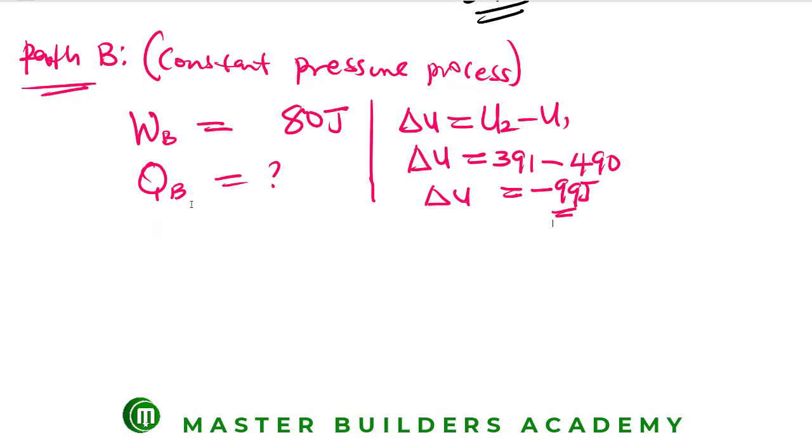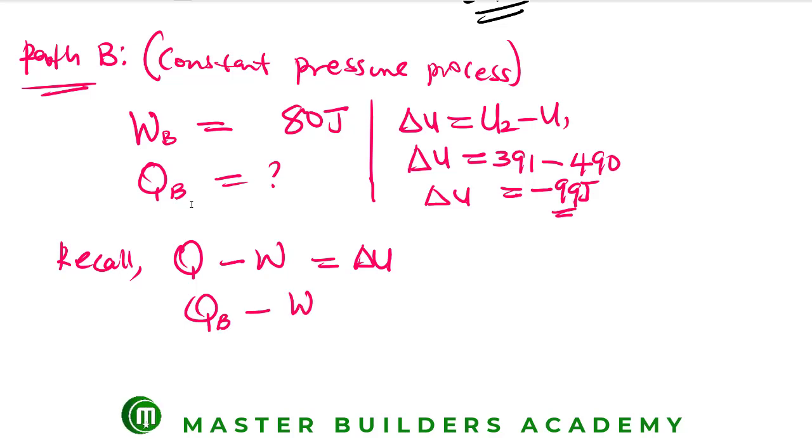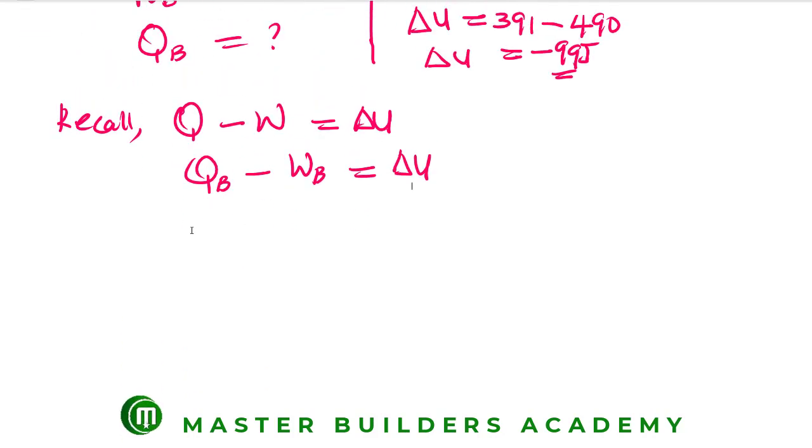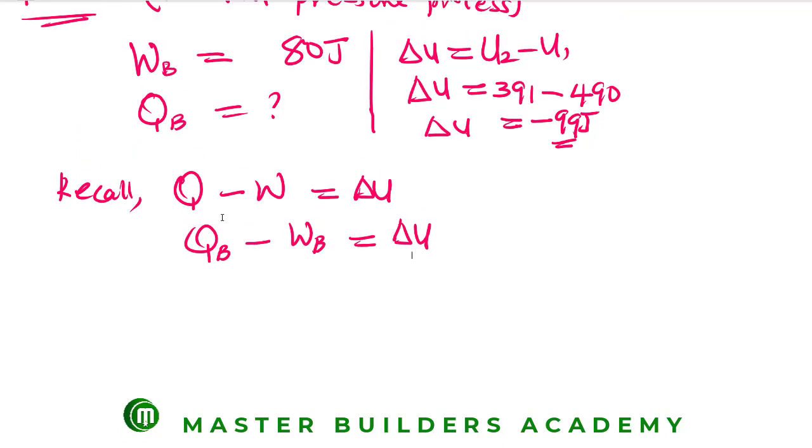So all we need to do is to recall the first law of thermodynamics equation. That equation says that Q minus W is equal to change in internal energy. So I can call this QB minus WB is equal to change in internal energy. Meanwhile, there is no separate change in internal energy at B. The change in internal energy is the same all through. Only that if you have a reverse process, the value becomes the opposite of what you already have. Is that clear? Okay, so we just put in the values.